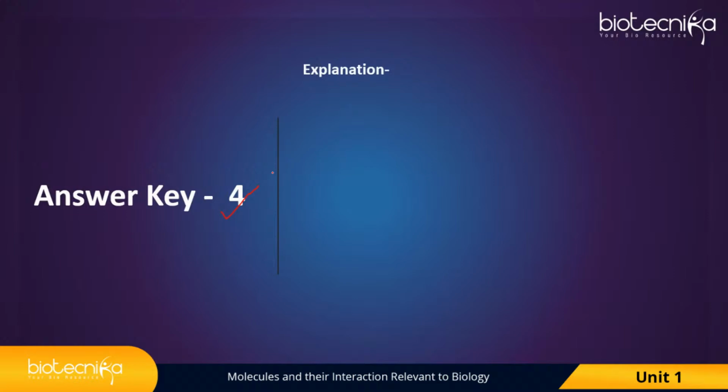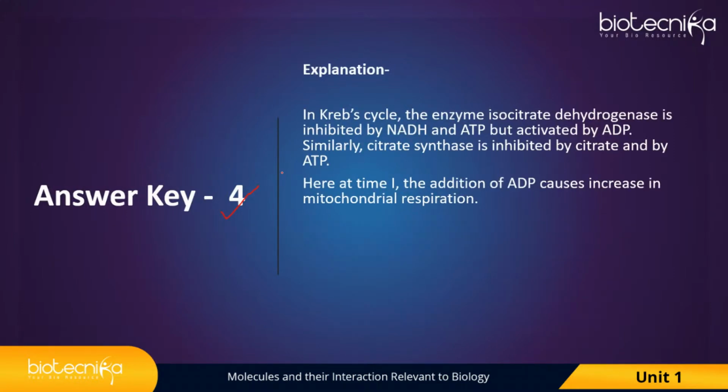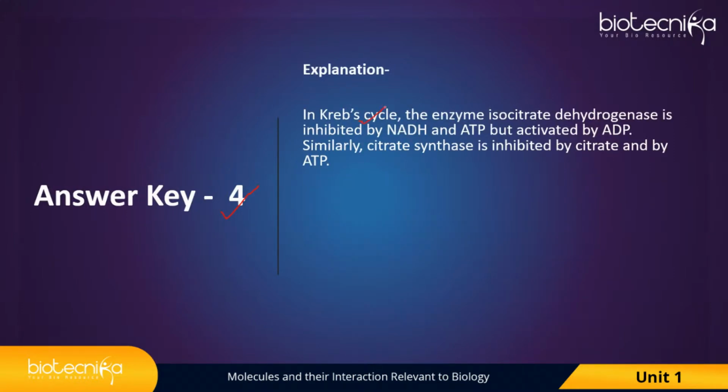So first, let me just show you something. See, first of all, we know in the Krebs cycle, you know, the TCA cycle, right? So there is an enzyme isocitrate dehydrogenase, correct? Which is inhibited by NADH and ATP but activated by ADP.